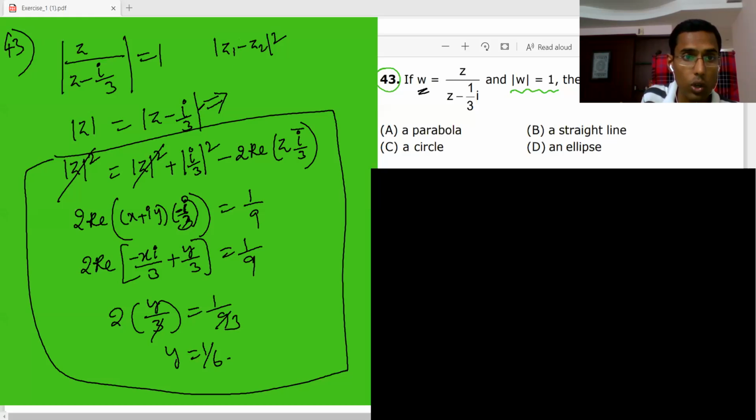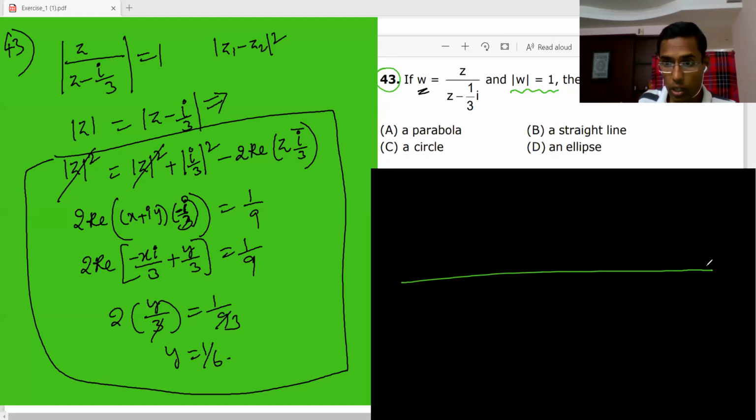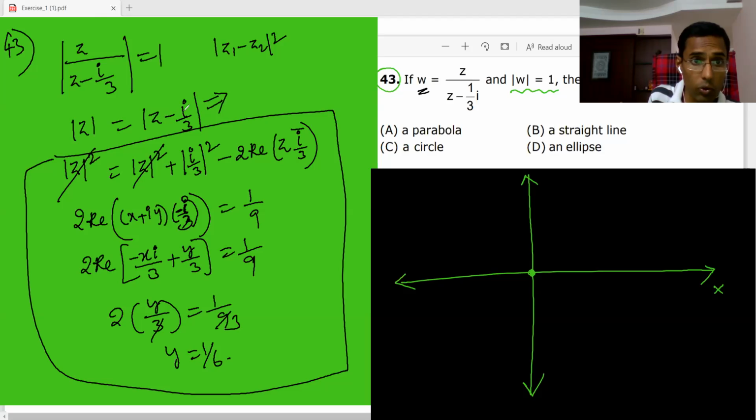So let's apply the definition. What is the definition that we discussed? The distance of Z from the origin is equal to the distance of Z from i/3. If at all we draw this, this is the x-axis, the real axis, and this is the imaginary axis. Now the distance of Z from the origin is equal to the distance of Z from i/3. So i/3 is on the imaginary axis. Let's take this i/3. The distance of Z from the origin is equal to this.